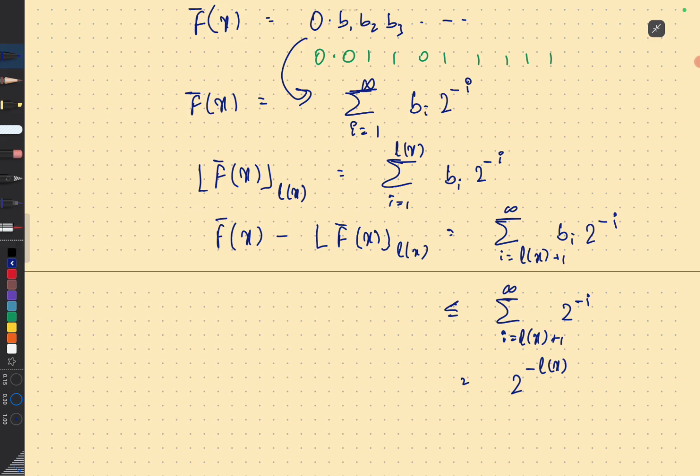Because if one has to be a prefix of the other, then the difference cannot be any more than 1 over 2 to the L of x. So what we end up with is a prefix-free code.